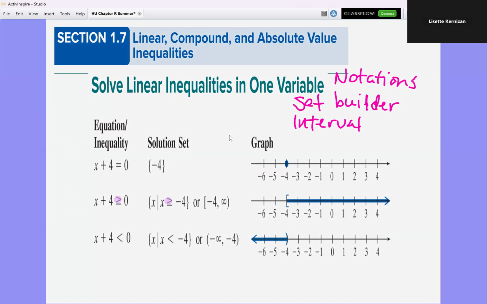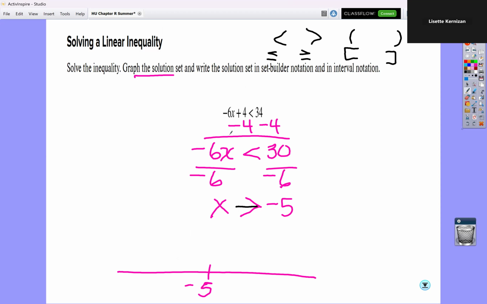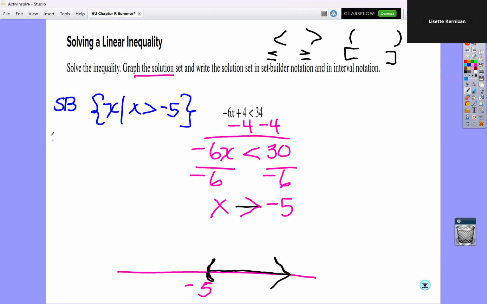All right, so let's continue. We're going to have a parenthesis at -5, and we are going to the right. Okay, so we have to write it in set builder notation. Set builder notation is just going to be, and I'm just going to write SB, you're going to write a bracket, x such that x is greater than -5. You're done. If you're doing interval notation, you're going to say that we're going from -5, and it continues all the way to positive infinity. All right.